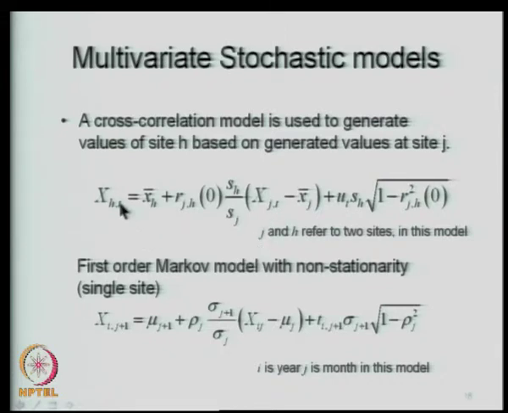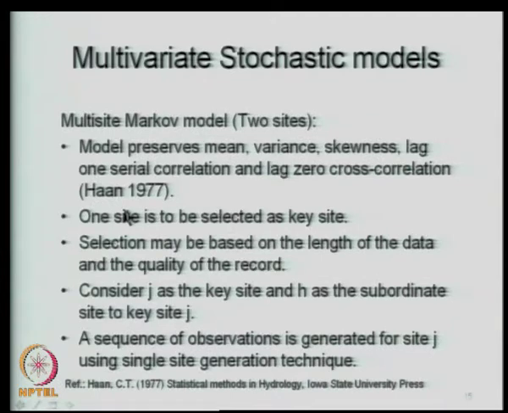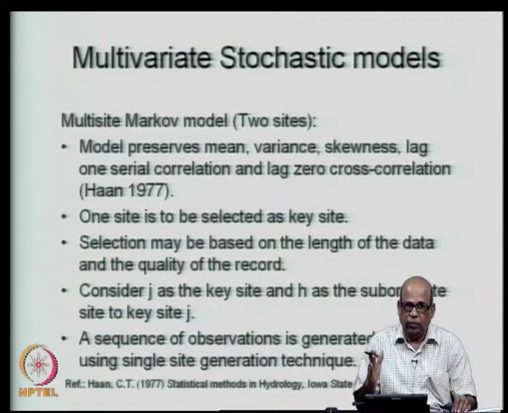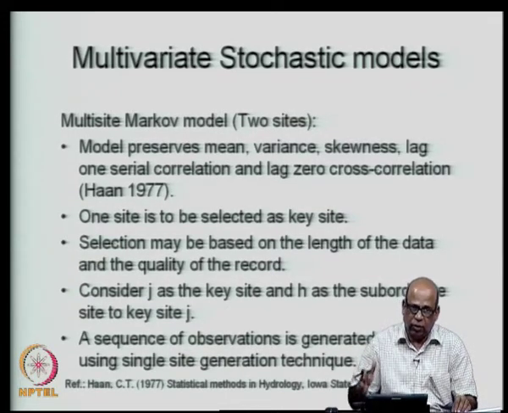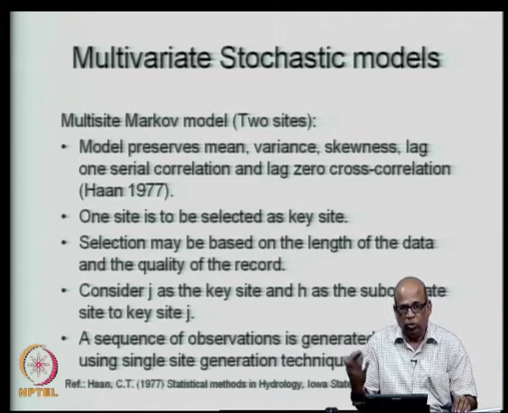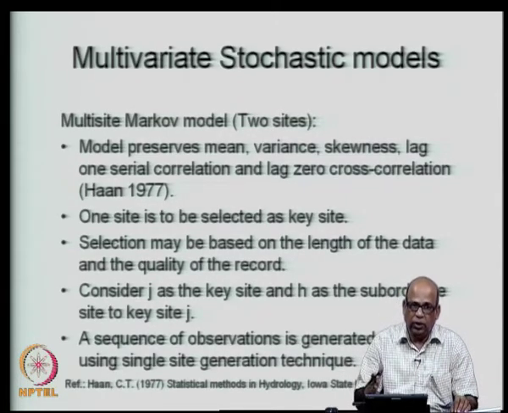Okay. So, on the key site, which is the site j, a sequence of observations is generated for site j using the single site generation technique. So, what we have done? We have identified the key site, which is the site j, used the single site model and generated the data. You use either the stationary model or the non-stationary model. So, at j you have already generated the data.